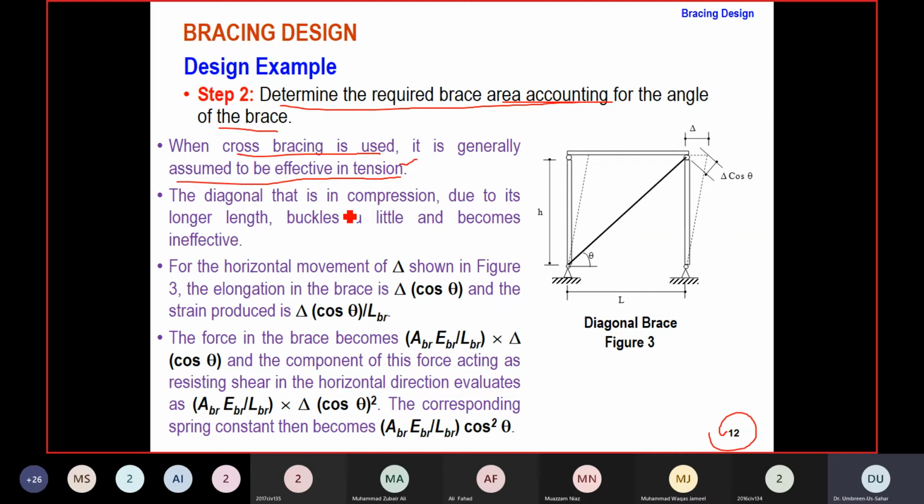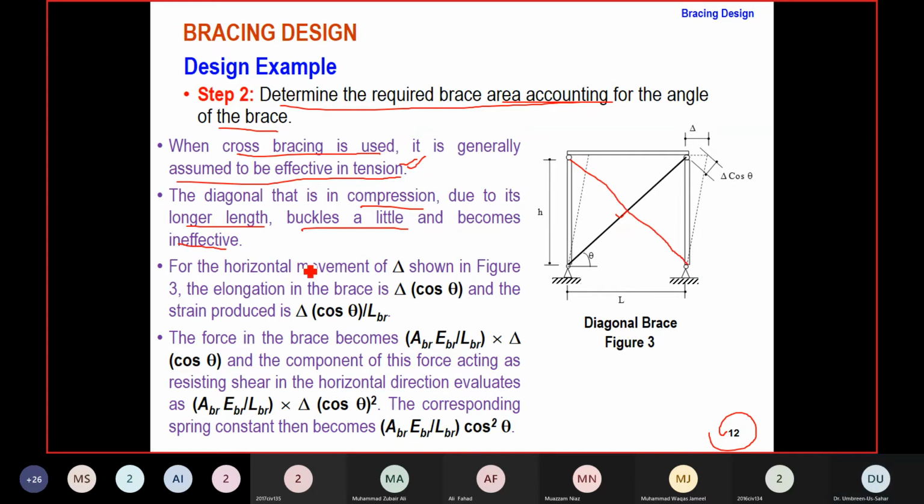Why? Because the diagonal that is in compression, due to its longer length, buckles a little and becomes ineffective. So it is not going to make any problem in compression, but in tension it is going to, because the increase in length happens. In compression, there is buckling, but in tension, there is an increase in length. So whatever the case, if movements and loads are there, then in tension your bracings are more effective and need to be designed. Whatever design in tension you do, the same area of the brace you can provide in compression also.